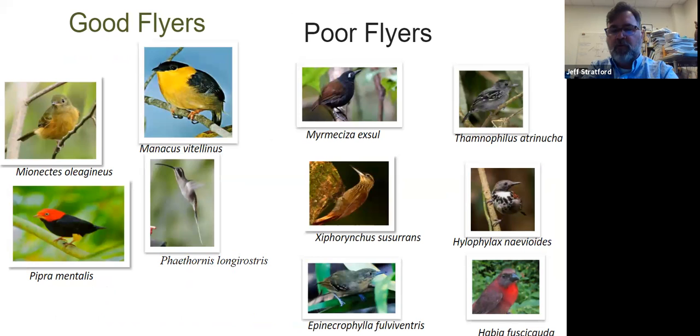So what we notice is that there's a group of good flyers that can fly greater distances, right? At least 1,000 meters, and then a group of really poor flyers that sometimes can't even fly 300. Some can't even fly more than 100, right? That's how physiologically constrained they are in their flight abilities. And these are what we call single bout, so a single flight from one point.